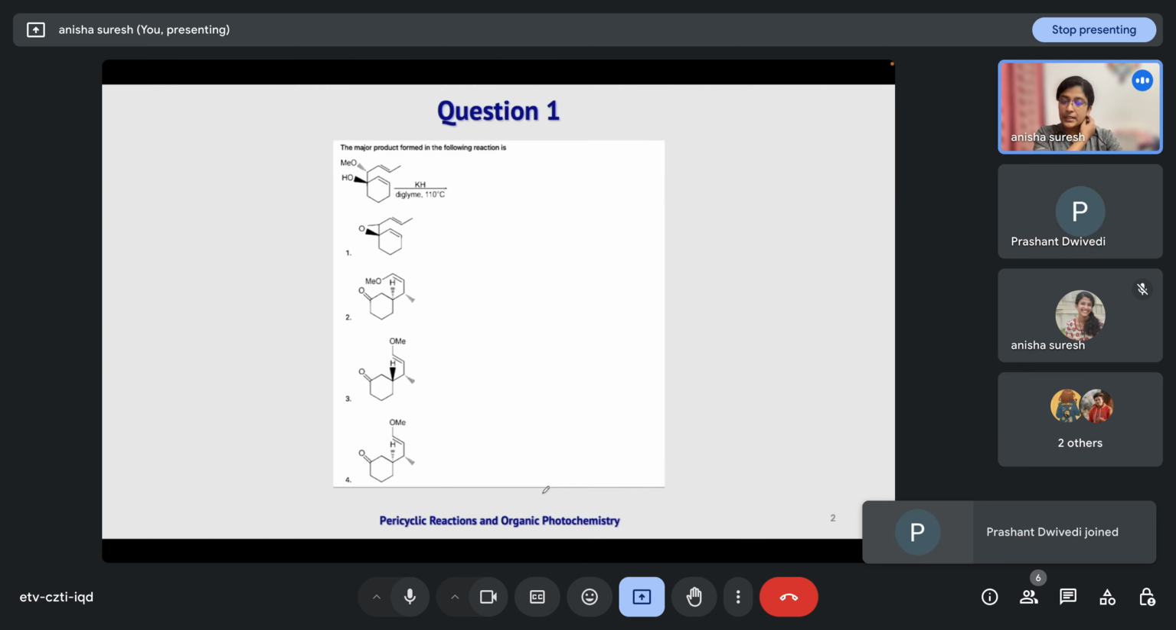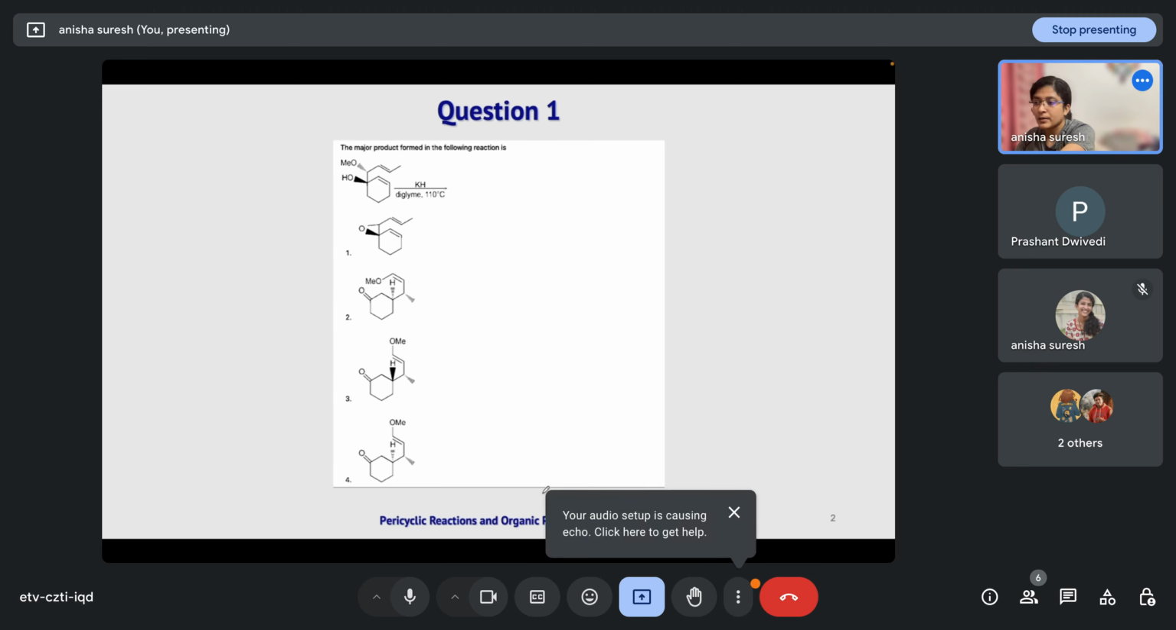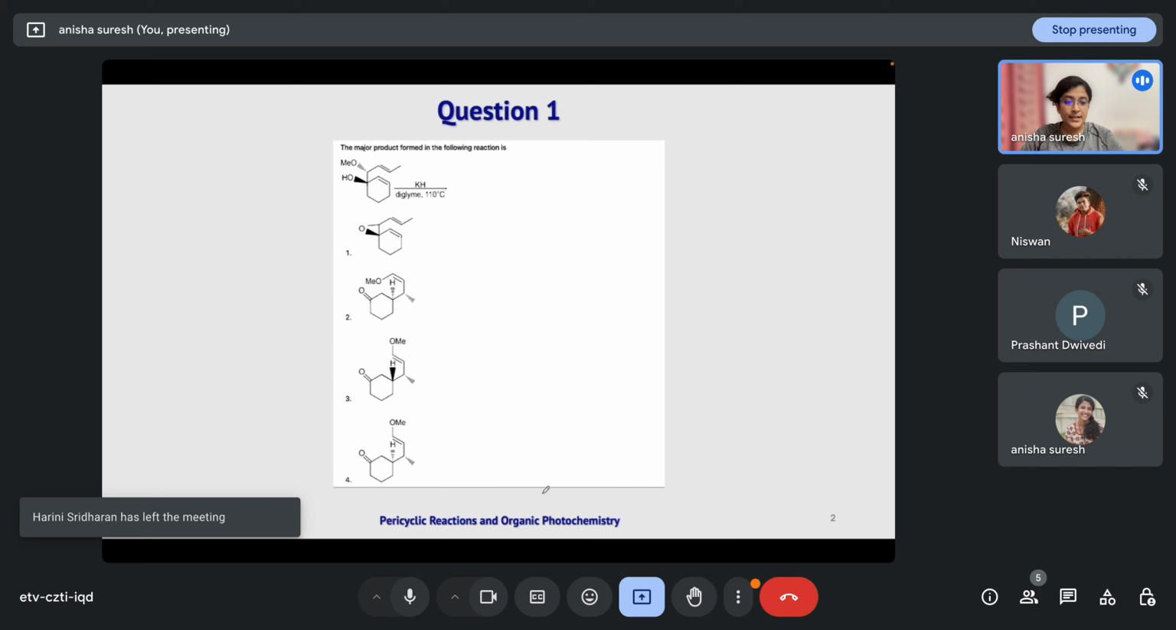So last week, the week 4 modules, mainly the sigmatropic reactions, were discussed, including Claisen rearrangements, Cope rearrangements, 2,3 sigmatropic rearrangements, and 1,3 shift, 1,5 shift and all. So we will be discussing some questions based on those concepts.